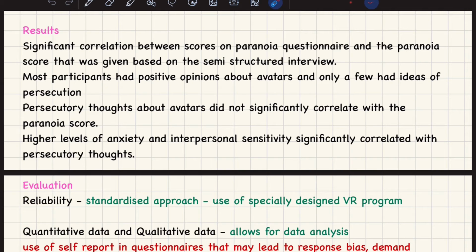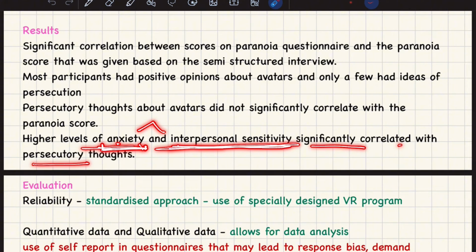So the persecutory thoughts that the few people had did not correlate with the paranoia score. So there was no correlation between the persecutory thoughts and the paranoia score. However, there was a significant correlation between the anxiety and interpersonal sensitivity. So the scores of these significantly correlated with the persecutory thoughts, which leads to a conclusion that a person who has higher levels of anxiety and interpersonal sensitivity is more likely to have persecutory thoughts as well.